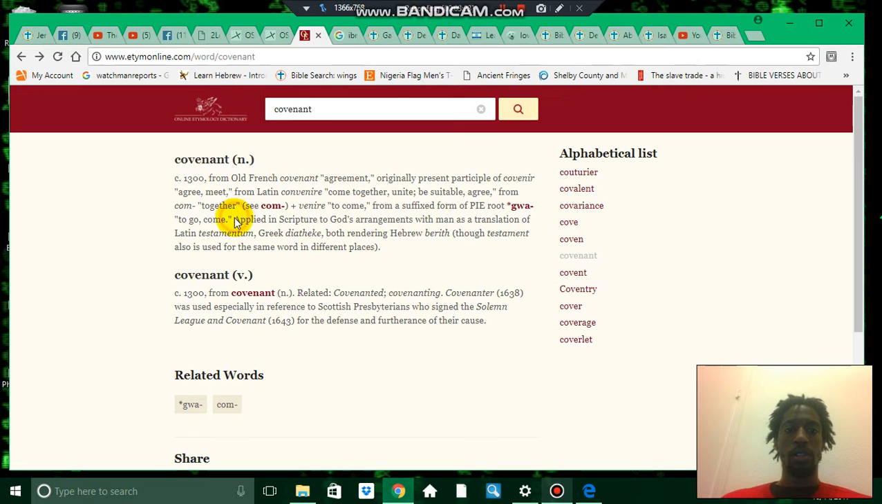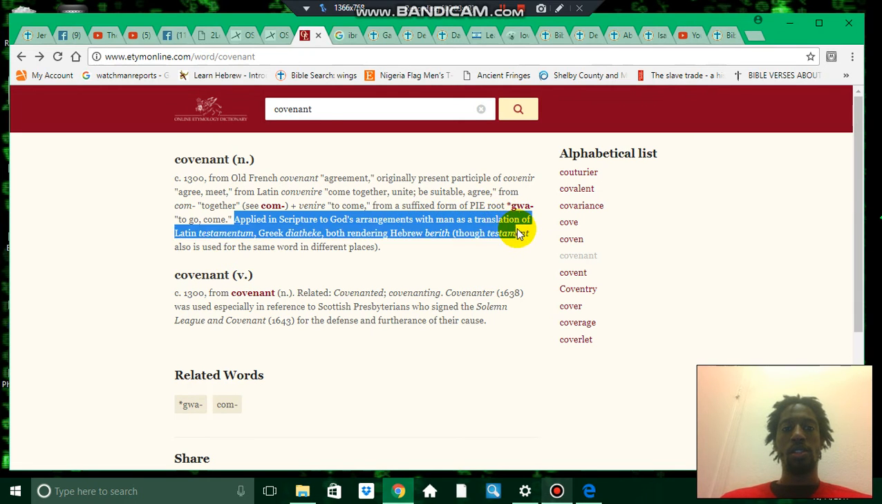Even speaking about the covenant according to the scriptures, this word in English has been applied in scripture to Yahuwah, the God of Israel, the God of Abraham, Isaac, Jacob, the God of Adam, the God of Yahshua the Messiah. It means an arrangement with man, as a translation of the Latin and the Greek, and also the rendering of the Hebrew words. So every time you see covenant, it's referring to these words.